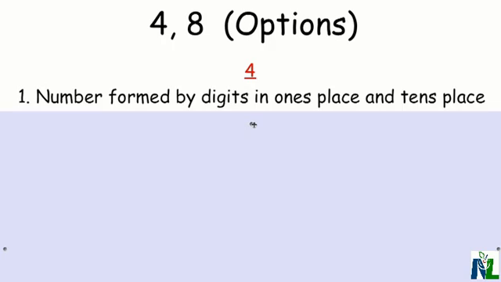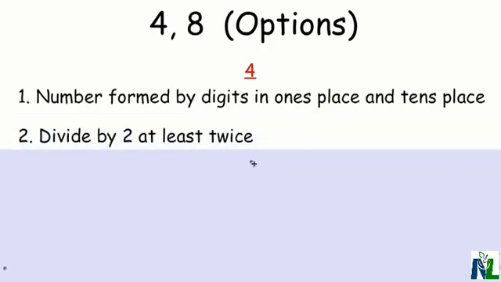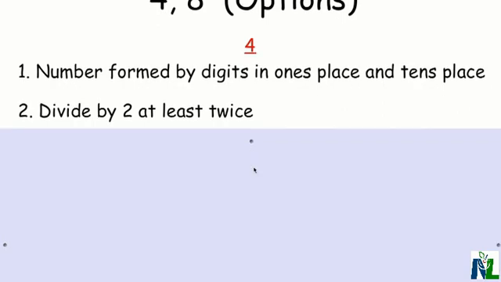The first thing we can do is look at the number formed by the digits in the ones place and the tens place. If that number is divisible by 4, the whole number is divisible by 4. Our second option is to divide the number by 2 at least twice.